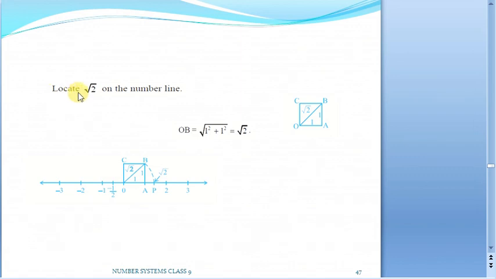So root 2 is our number. We need to locate this particular root 2 on the number line. So we use the construction method or the geometric method to locate these irrational numbers on the number line. We have seen that in case of a right angle triangle, the sum of squares of two sides will be equal to the square of the hypotenuse. So that is what we have seen.